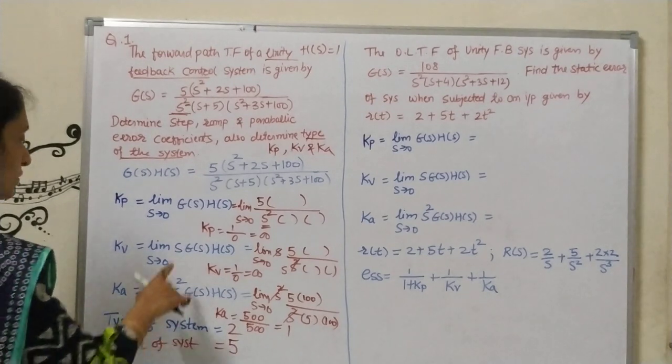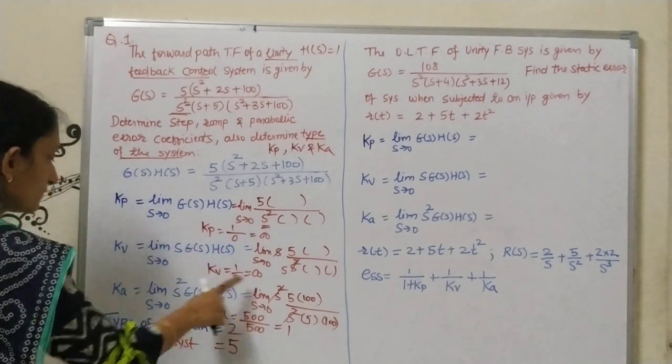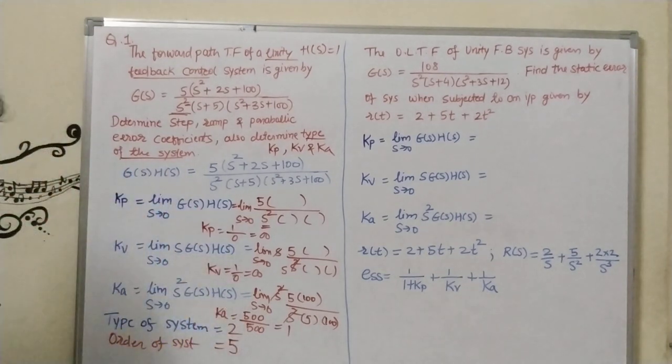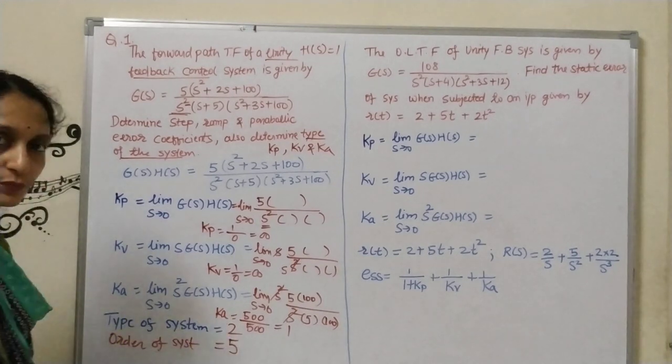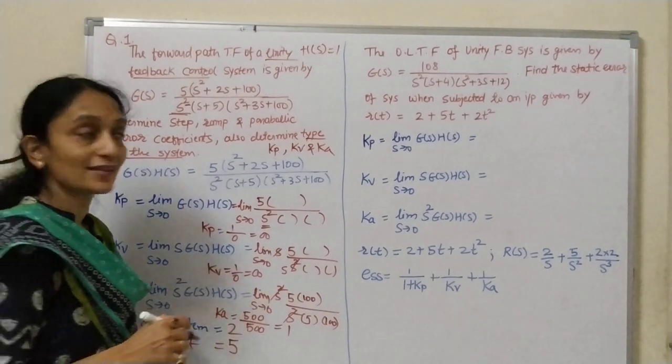Okay. So we have calculated Kp, Kv, Ka. Kp is infinity, Kv is infinity, Ka is equal to 1, and order of the system is 5 and type of the system is 2. Okay. So I hope you got the first numerical. Now we will solve the second numerical.